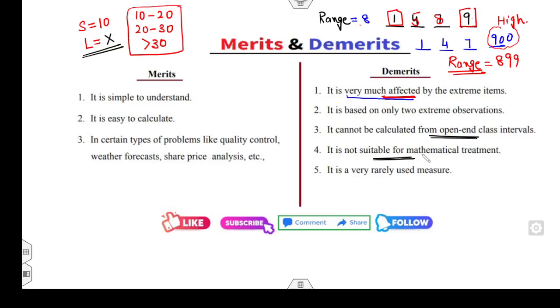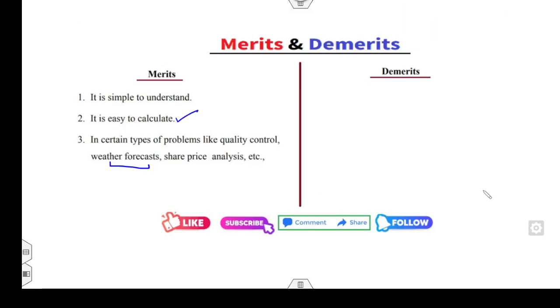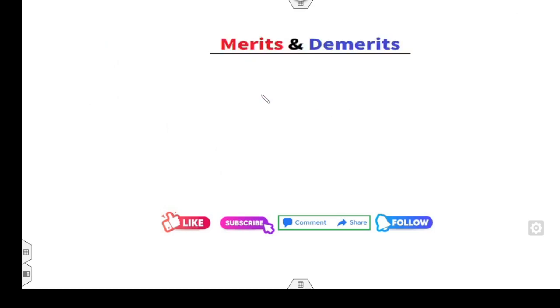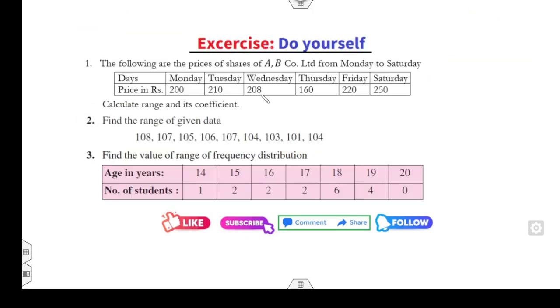It is not suitable for the mathematical treatments because they are not dependent on all the informations. Also you can see it is independent of the frequency. It is independent of the counting. Counting means frequency. Fine. As we can see, it has no significance whatsoever. So these are the few demerits.